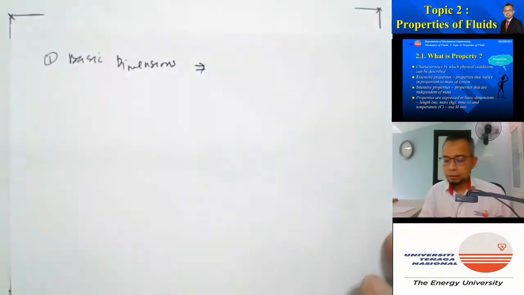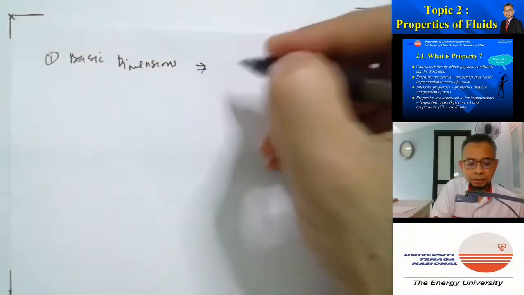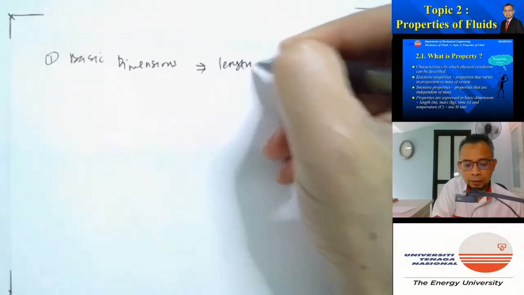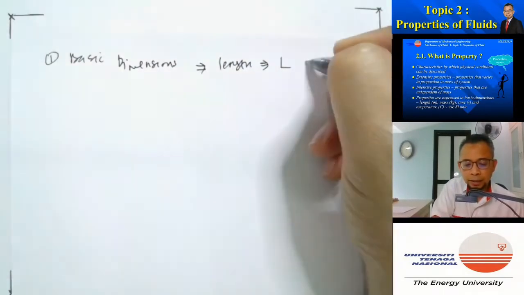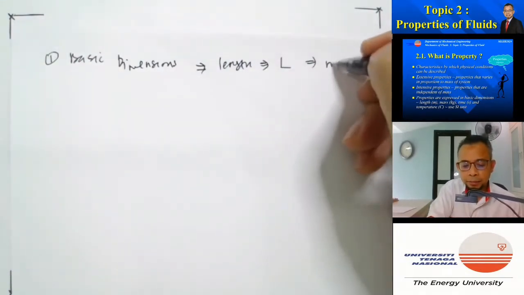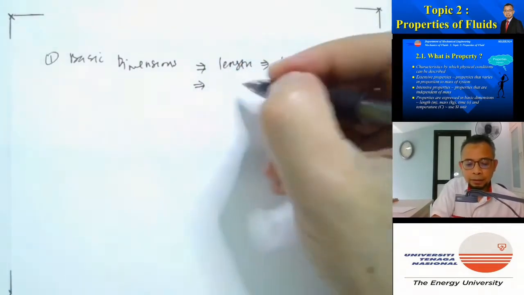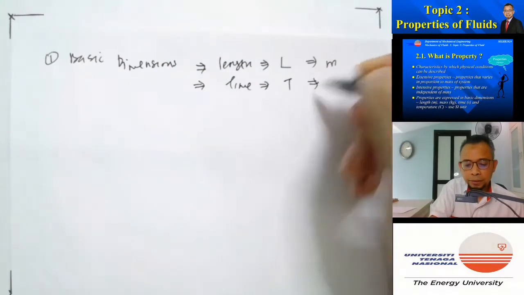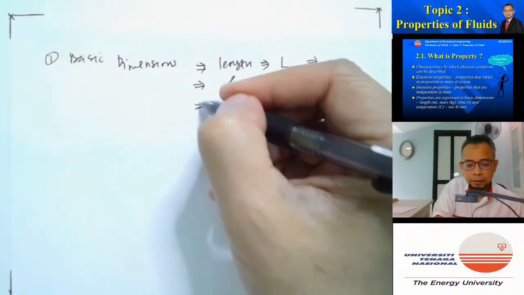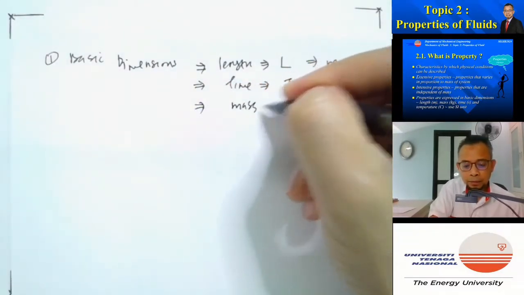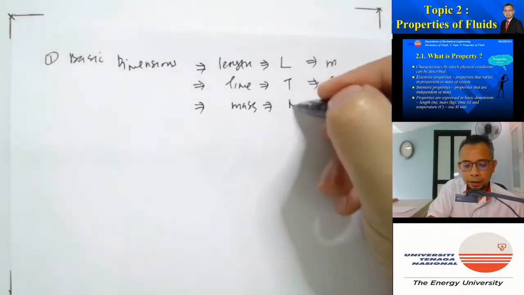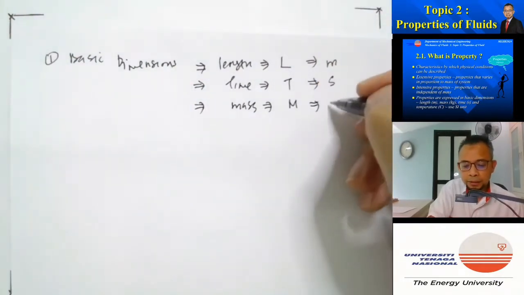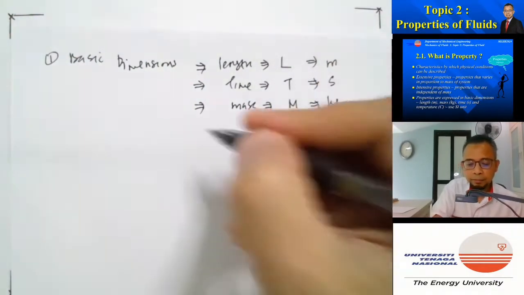Generally, the four basic dimensions are length, for which normally we use the symbol L and the unit is meter; time, for which we use T and the unit is second; then mass, M, and the unit is kilogram.